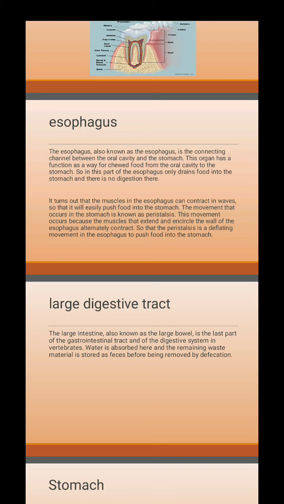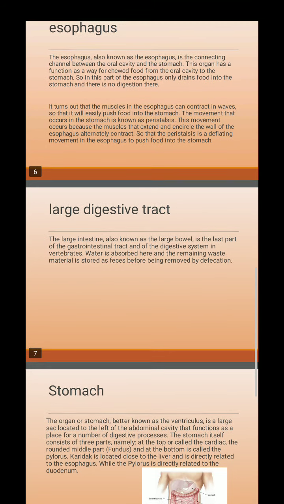The movement that occurs in the esophagus is known as peristalsis. This movement occurs because the muscles that extend and encircle the wall of the esophagus alternately contract, so that peristalsis is a wave-like movement in the esophagus to push food into the stomach.